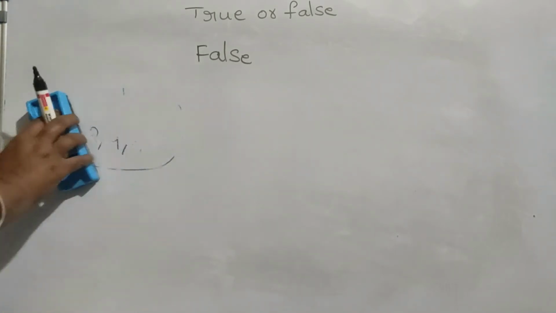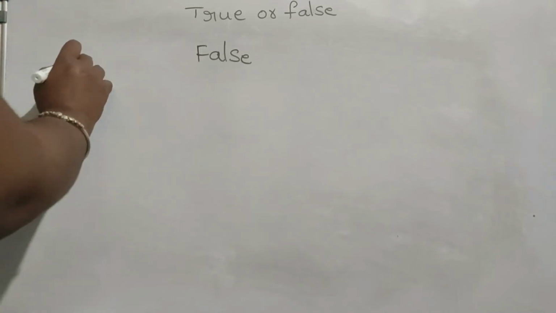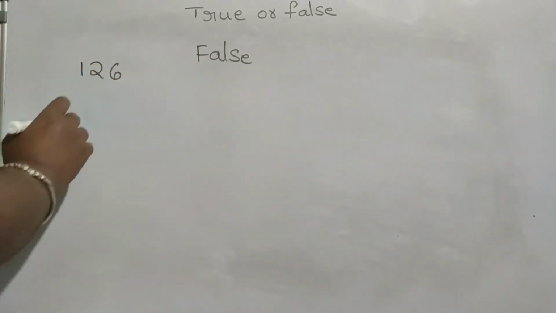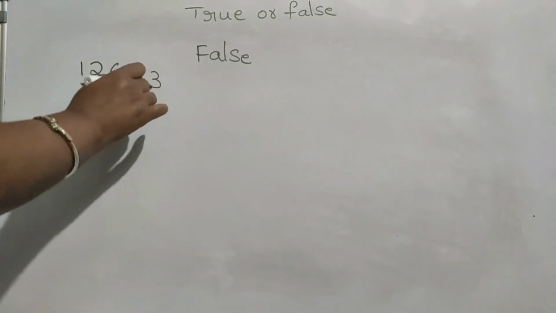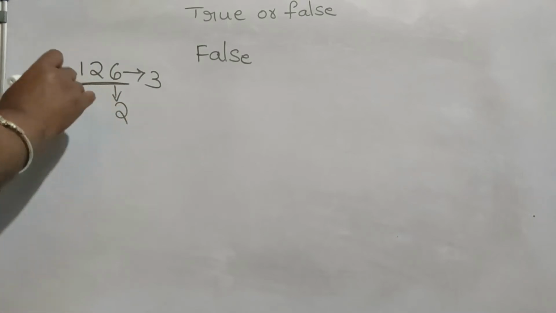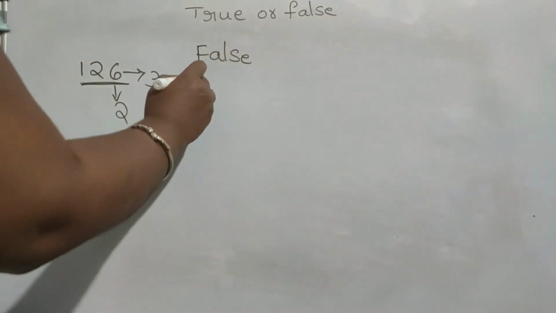Moving on to the second question. If a number is divisible by 6, it is also divisible by 3. Same 126 I have. This 126 is divisible by 3 and divisible by 2, so this number is divisible by 6. If any number is divisible by 6, that means it follows the 2 division rule and the 3 division rule also. Then the statement is true.